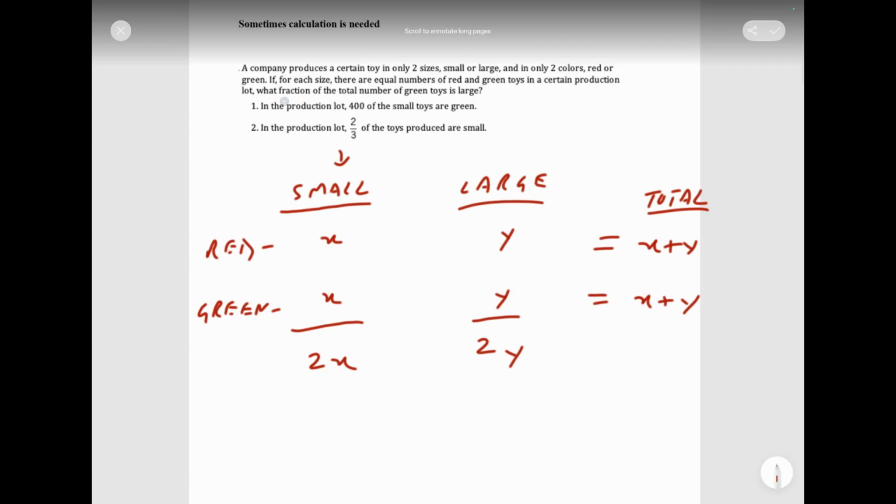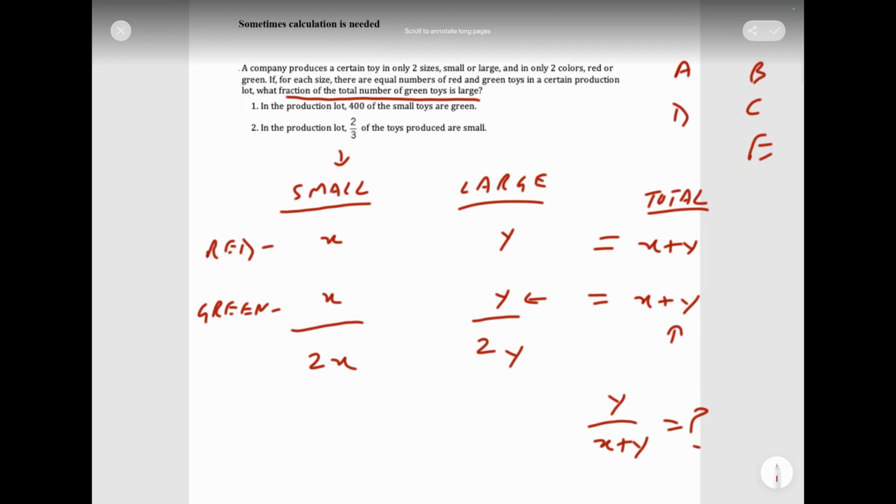What is the question? What fraction of the total number of green toys, total number of green was X plus Y, is large? So my question is, what is Y? Because Y is large green toys divided by X plus Y. This is my question. I am not being asked for an absolute number, I'm being asked for a fraction. And I look at statement 1, so this is my AD, BCE.